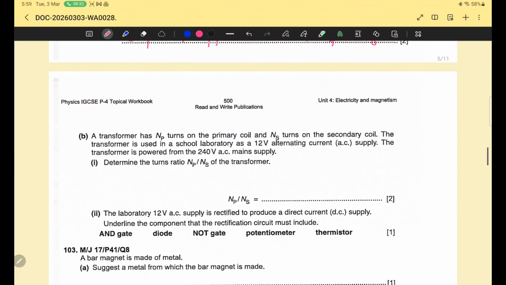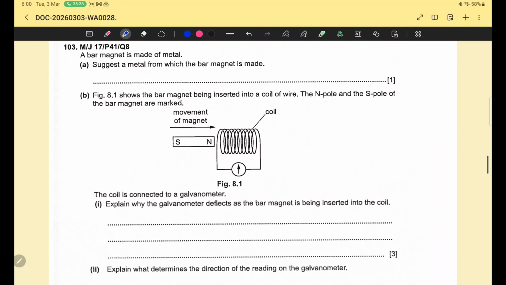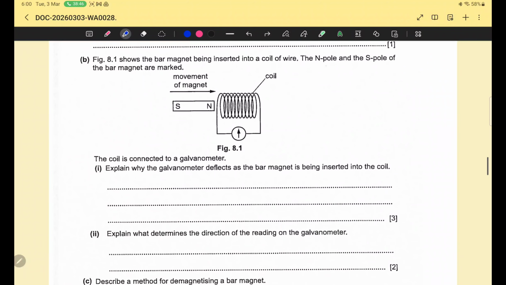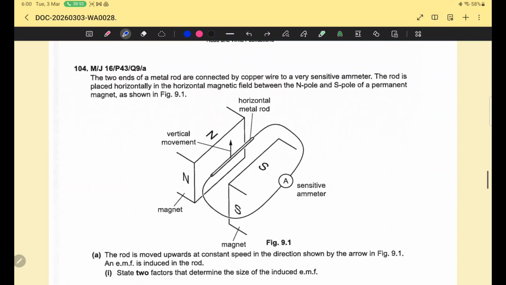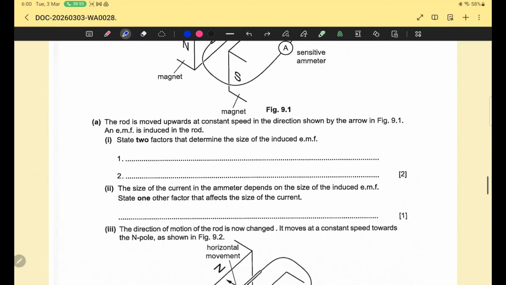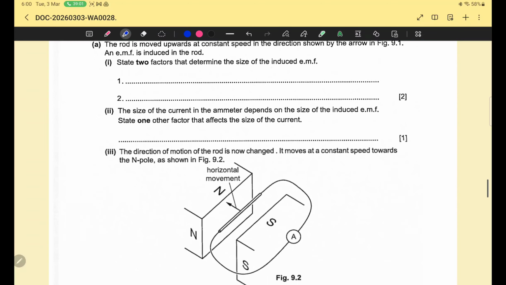And now the next part is about transformer, which we are not interested in today. And now question number 103. Suggest a metal from which a bar magnet is made. It is steel. The next is the same type of question. We should not solve it. This topic we haven't studied. This is not an EM induction topic right now.